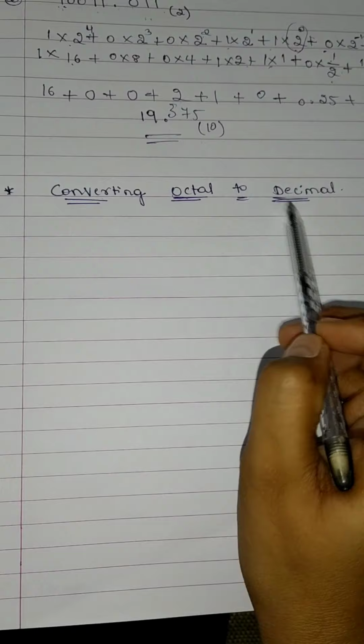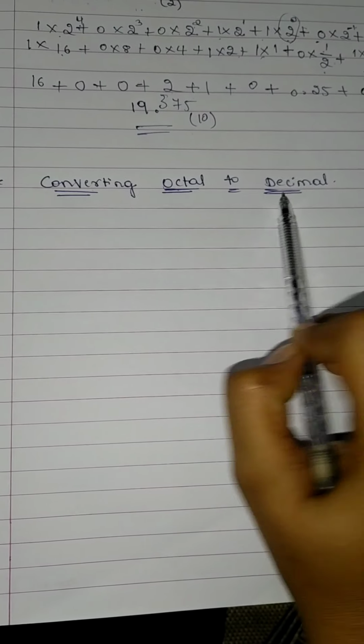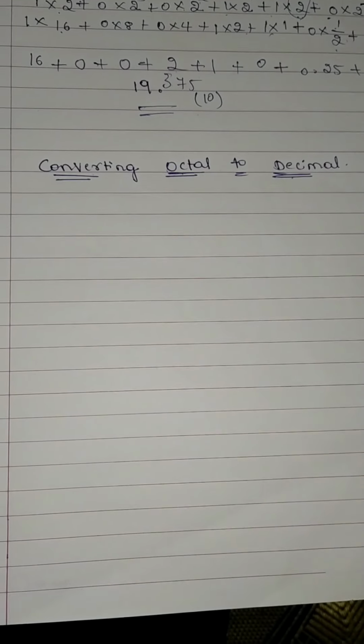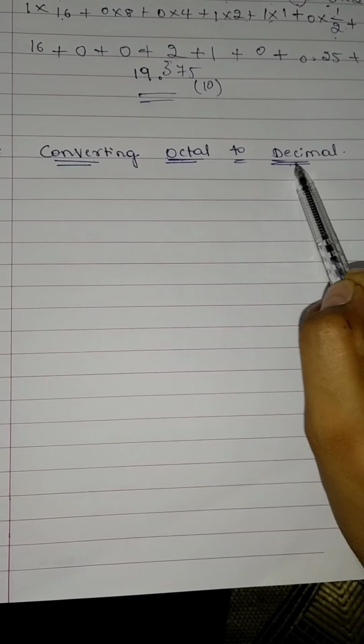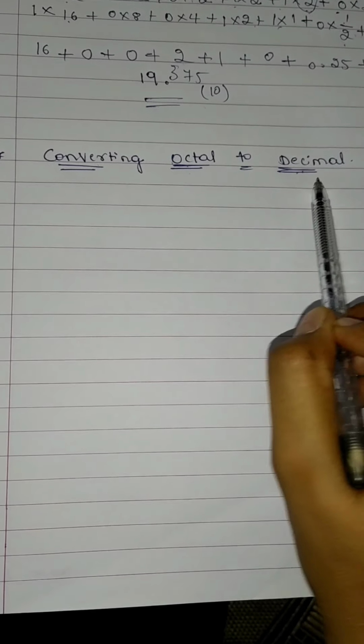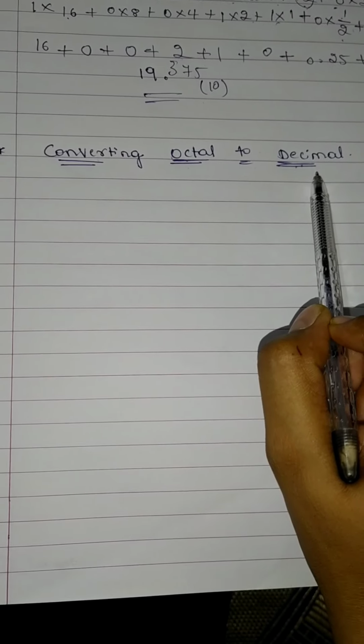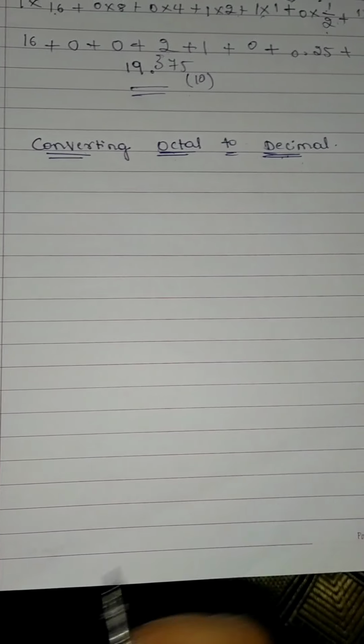Converting from octal to decimal. As you all know how to convert any given binary to decimal, the same steps need to be followed for octal to decimal. Instead of 2, you have to take 8. So now we'll see one by one.